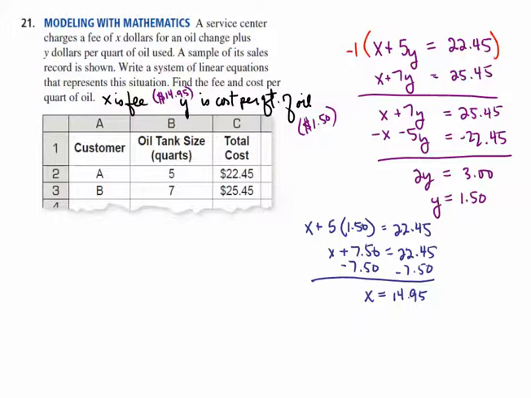Now we should still check that, so we're going to use the second equation. $14.95 plus 7 times $1.50, and we want to see if that equals $25.45. So we have $14.95 and 7 times $1.50 is $10.50, which does indeed equal $25.45 when added together. So that checks out. We'll go on to the final word problem in this section.